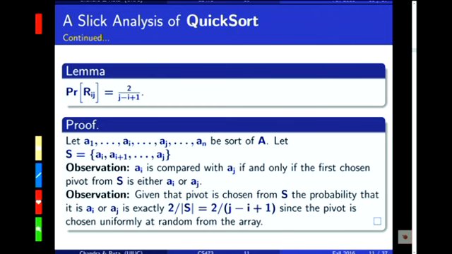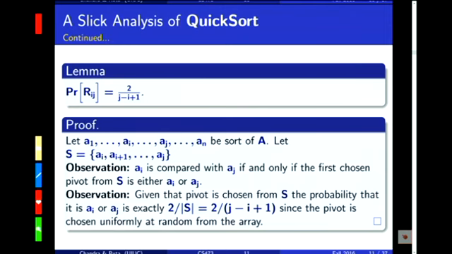Out of 5, 6, 7, 8, suppose I tell you that at this point I picked a pivot from 5, 6, 7, 8. What is the probability that I picked 5 or 8? Half, right? Because there are 4 elements in the set. Given that I picked an element from this set, I have only 2 choices when I make that comparison. So 2 over 4 is half. Okay?